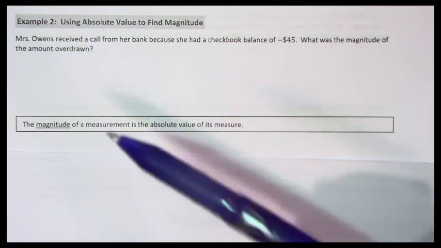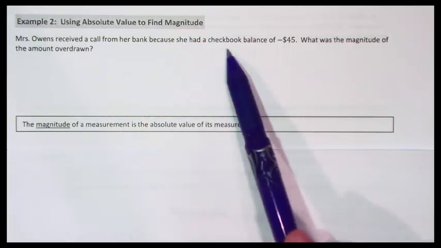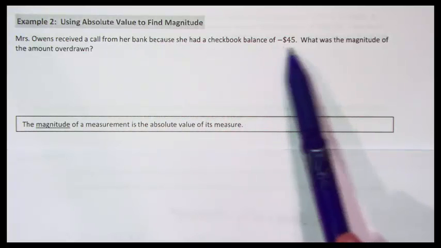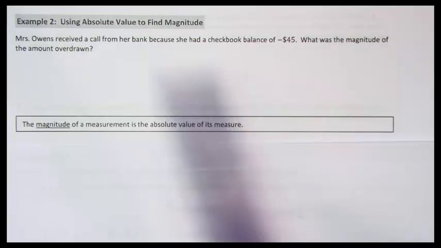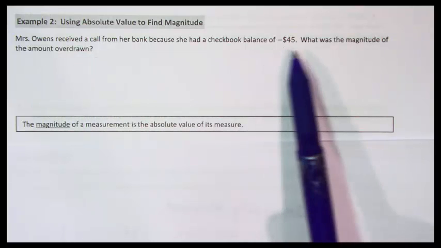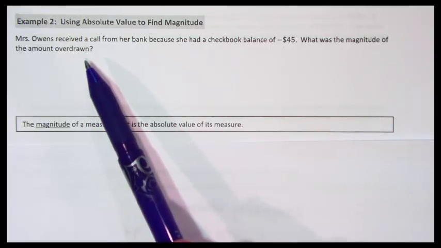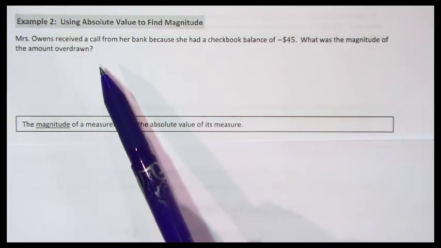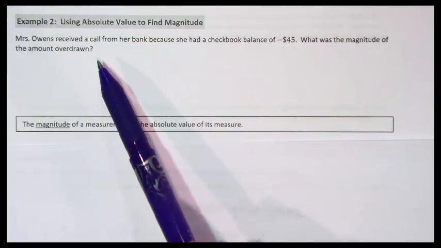In this example, Mrs. Owens received a call from her bank because she had a checkbook balance of negative $45. I mean, she had $45 less than 0. What is the magnitude of the amount overdrawn? When you have a balance of less than 0, you say you are overdrawn. That means you've taken out more money than you actually have. You've withdrawn more than what you have in your checking account.